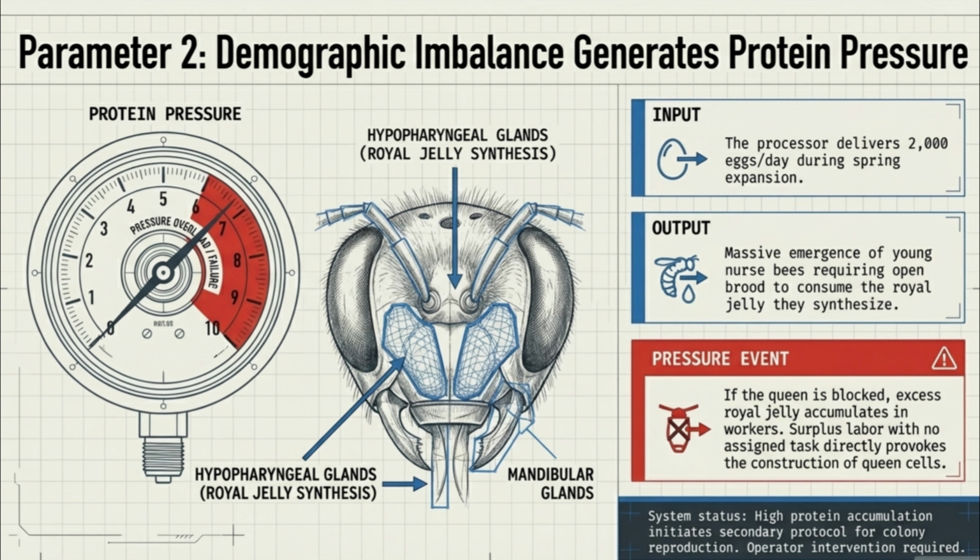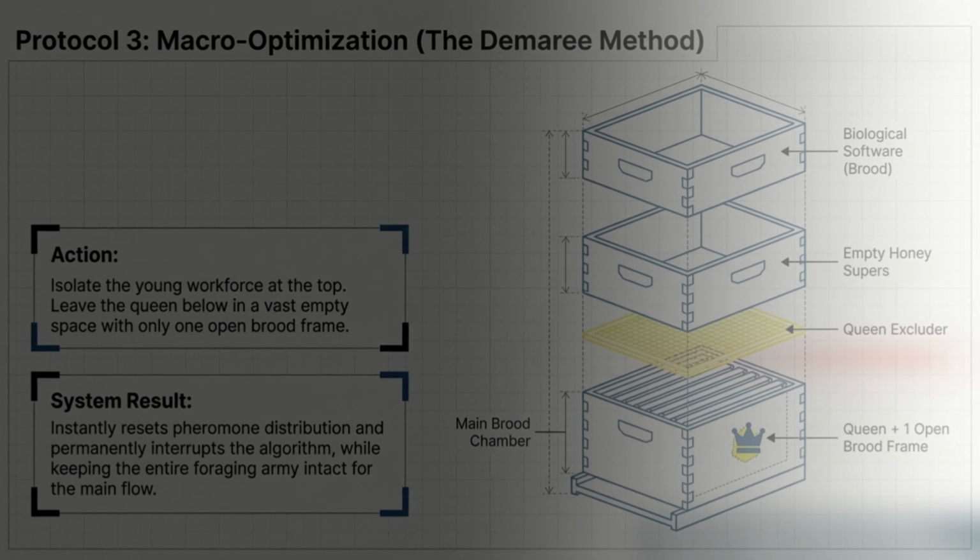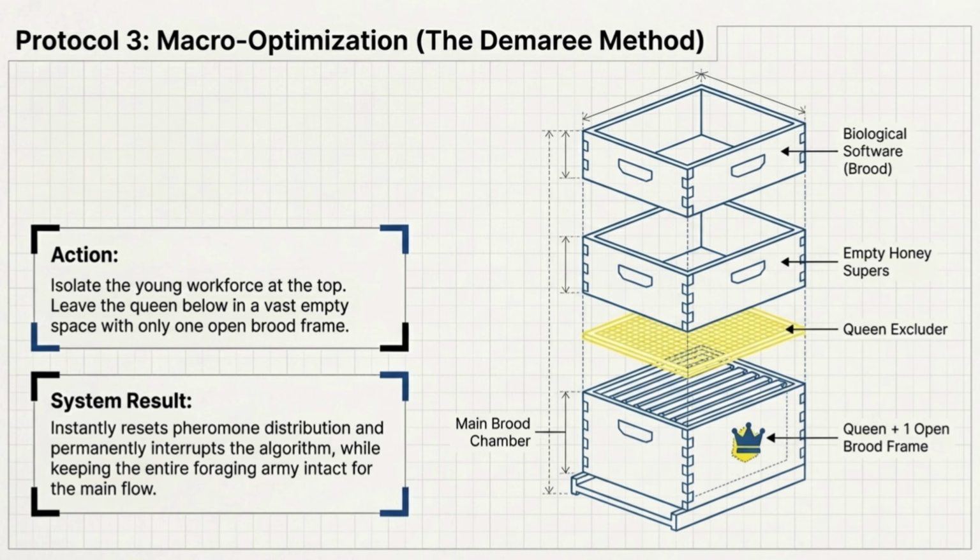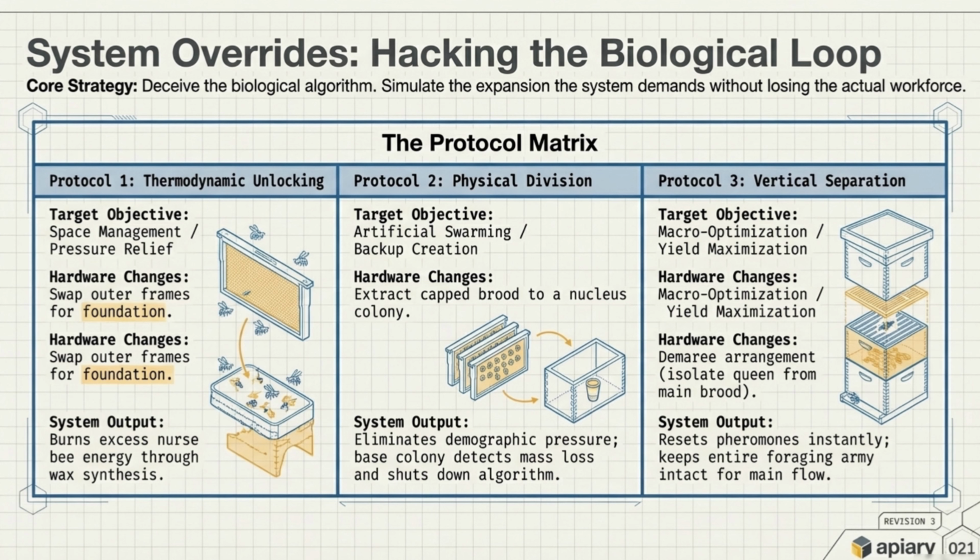Phase 2. Polishing of queen cups. Empty cups appear on the lower edges of the frames. If you observe young workers aggressively cleaning and polishing the inside of these cells, the algorithm is gathering data to initiate reproduction. Phase 3. The point of no return.